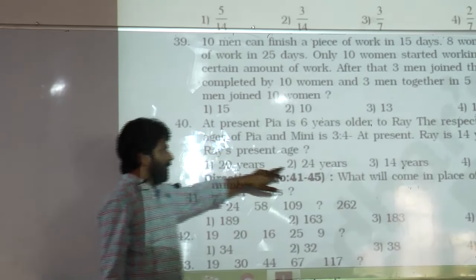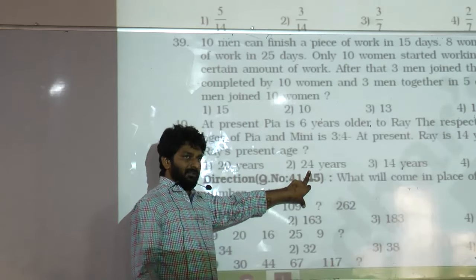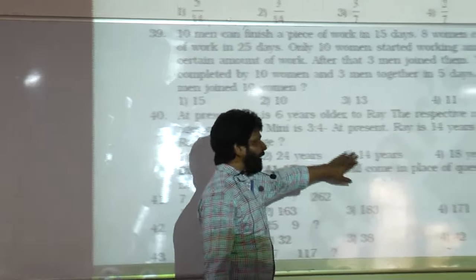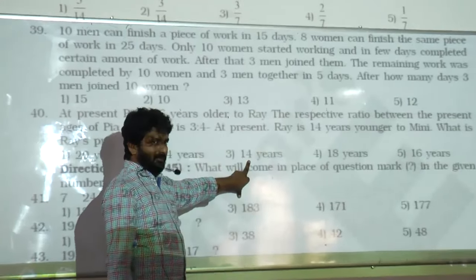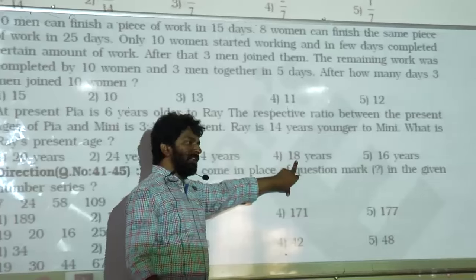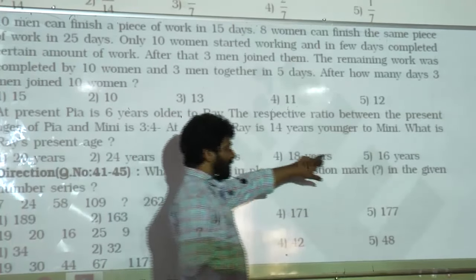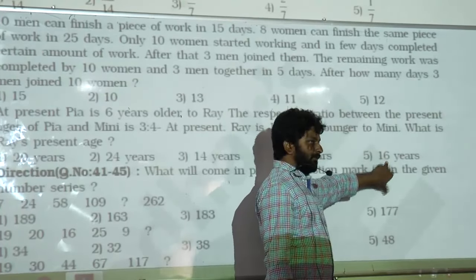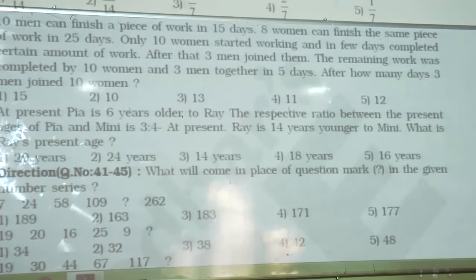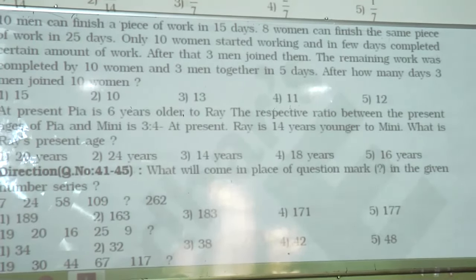Add 14 to this. Will that be a multiple of 4? No. Add 14 here. Will that be a multiple of 4? Add 14 here. Will that be a multiple of 4? Answer is either 14 or 18. This is my point. One more point.